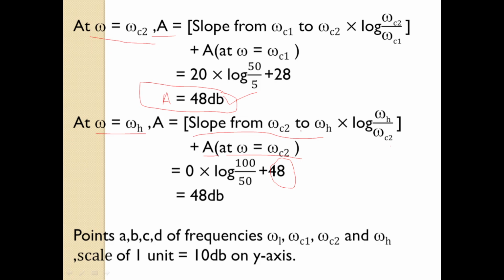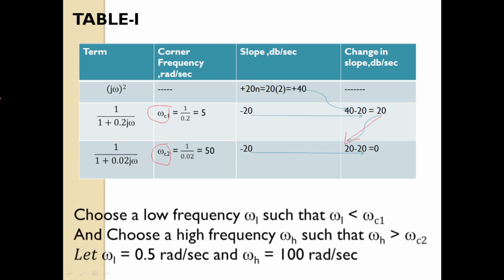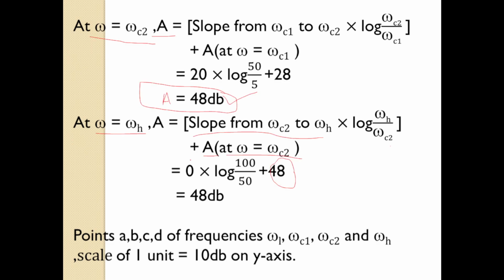Now let us see the slope from omega C2 to omega H. Let us go to the table. This is our table. This is our omega C2 term, isn't it? This is our omega C2 term, that is 50 here. So what is the change in slope here? 0. So if there is any other omega above omega C2, that is omega H, what will be sent to omega H? 0 will be sent to omega H. Okay, so what is the slope from omega C2 to omega H? It is 0. Omega C2 to omega H, the slope is 0.